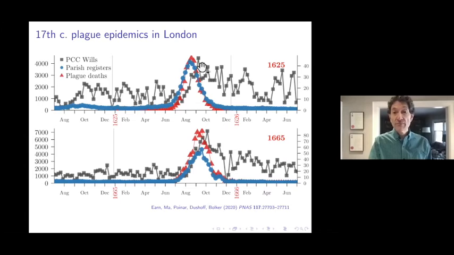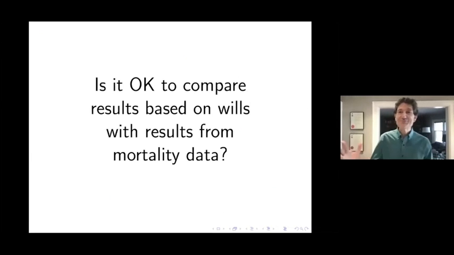Later on, I'm comparing all 3 data sets in 1625, 1665. 1665 is the Great Plague of London. And all 3 sources are consistent with the wills being a lot noisier. Okay, we'd like to compare the early 14th century with the later 17th century epidemics. But a key question is whether we can really do that when we have only wills in the earlier century.